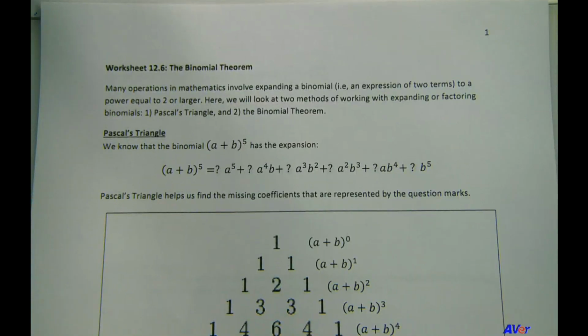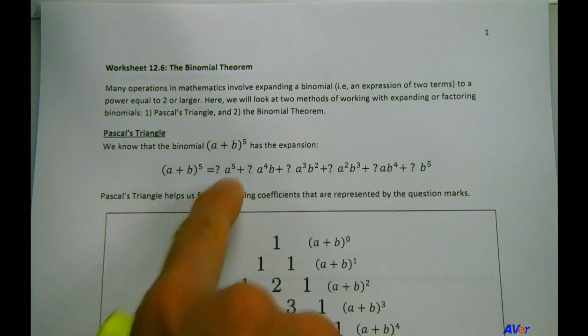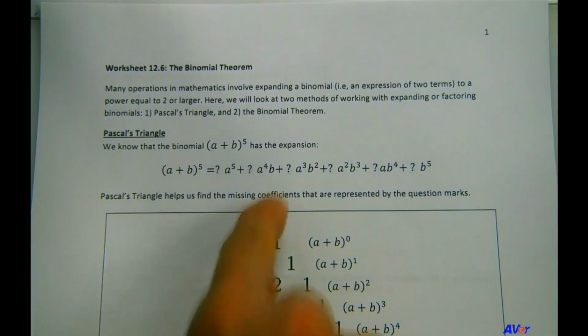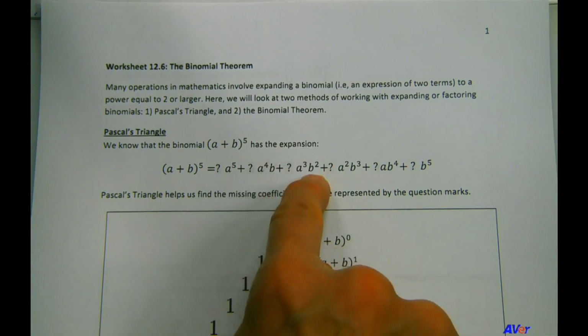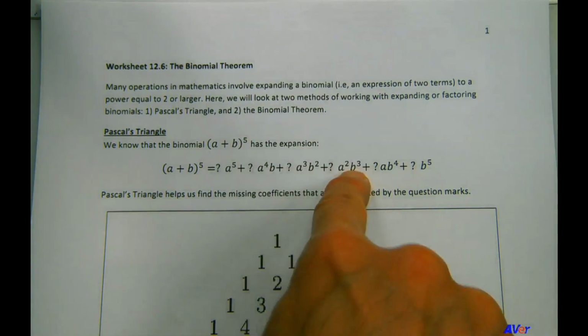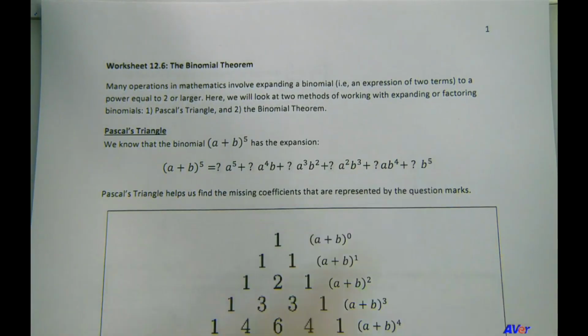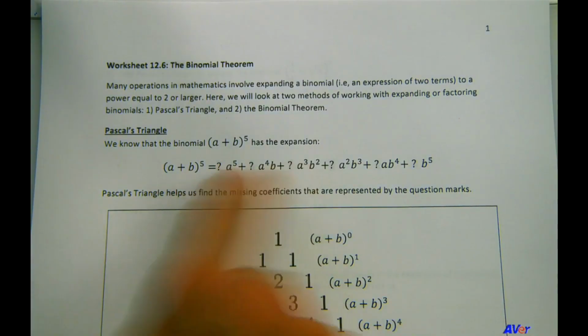Then the easy part is finding the individual terms. I mean the individual terms: a to the fifth, a to the fourth times b, a cubed times b squared, a squared times b cubed, a times b to the fourth, and plus b to the fifth. Those terms are easy to find. Notice the pattern, right?